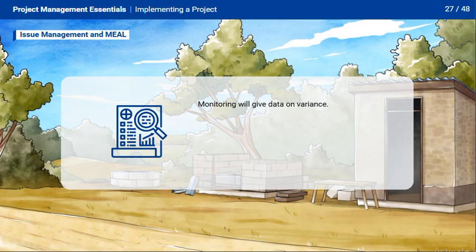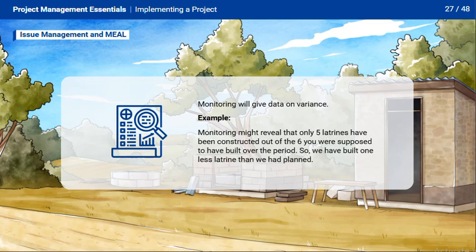If we realize that we have built one latrine less than planned, then our monitoring has shown us that we have an issue, and we can now decide how to manage the issue. For example, monitoring might reveal that only 5 latrines have been constructed out of the 6 you were supposed to have built over the period. We might ensure that we build an extra latrine in the next month to help us catch up.